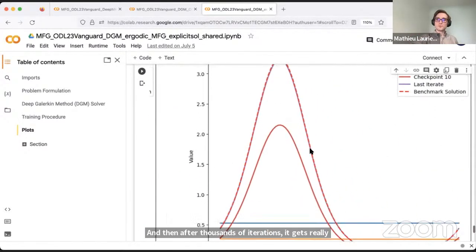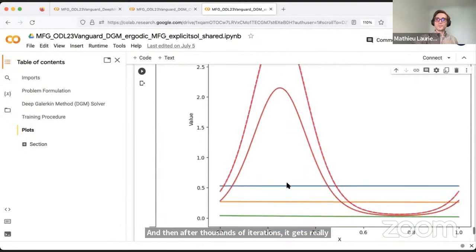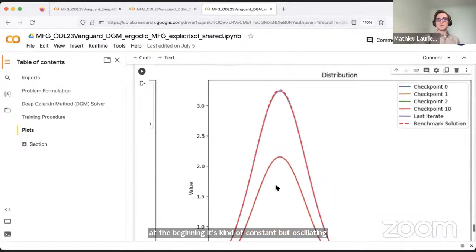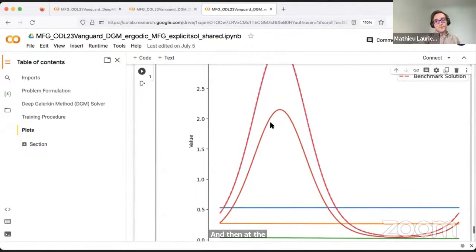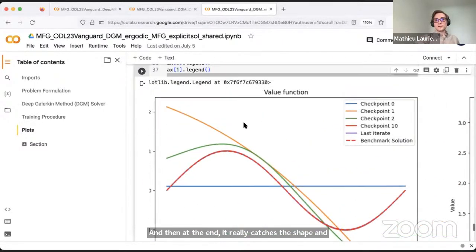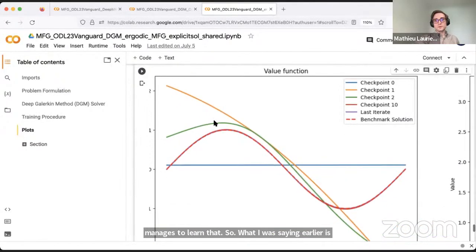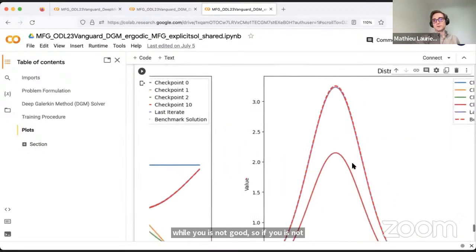And same thing for the distribution here. You see at the beginning, it's kind of constant, but oscillating between different values. And then at the end, it really catches the shape and manages to learn that. What I was saying earlier is that while U is not good, M cannot be correct, right? Because M is trying to solve the KFP or the Poisson equation associated to this U. So if U is not correct, M cannot be correct, and vice versa. So the two neural networks are really depending on each other.